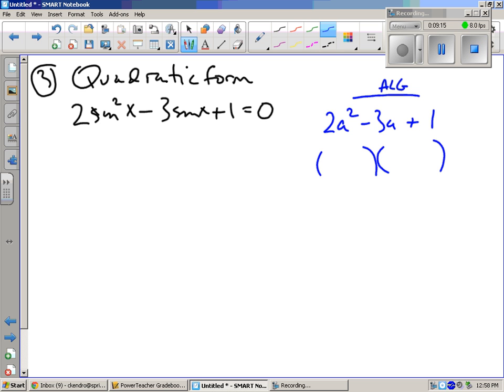Remember unfoiling, factoring, so 2a squared would be 2a and a. 1 is 1 and 1.